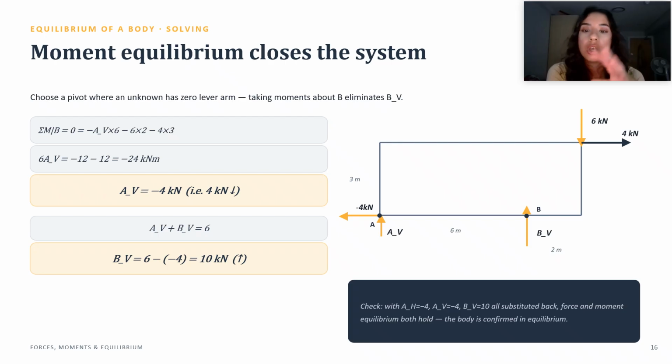Then we already made the equation from the sum of the vertical forces, AV plus BV equals 6. Using that, we replace the AV with the minus 4. We end up with BV equaling 10 kilonewtons upwards. So as you see here, we used 3 equations to find the missing numbers. So yes, that's all.